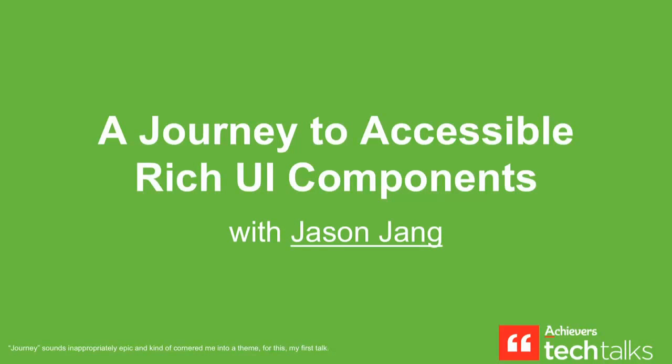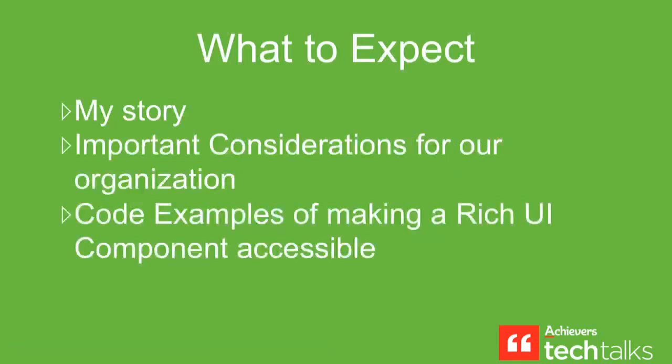Like Haytham said, I'm going to go through what we went through at Achievers, and then there's going to be a few takeaways, too. I'm going to start with my story, kind of my developer story, how I ended up here at Achievers. And then we're going to talk about the important things to think about from an organization level. There's a lot of things to consider before you actually get into the development part of it. And then I'm going to dive into specific examples of rich UI that we've made accessible here.